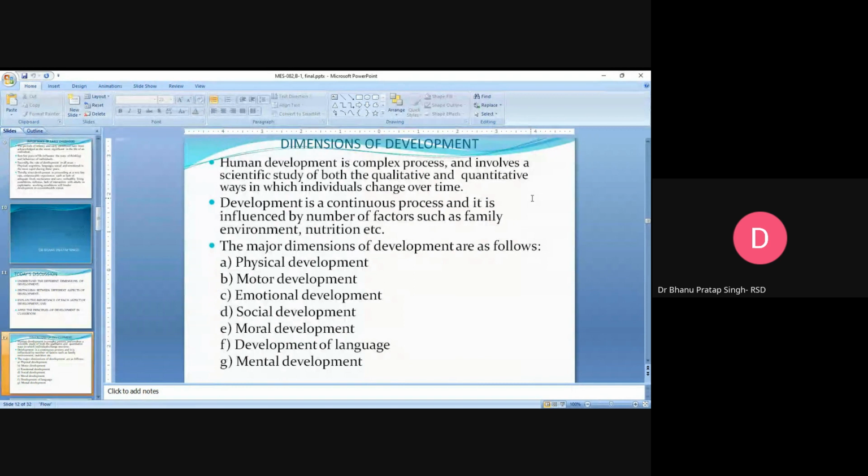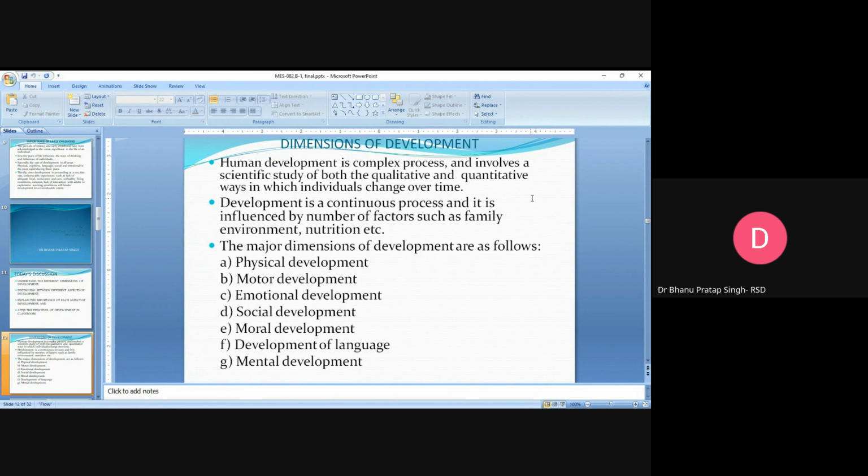The major dimensions of development are: one is physical development. You are aware that physical development means the increase in the body of the child. Motor development means development in their actions, the movement of their hands and body parts. Emotional development means change in behavior in terms of emotions. Social development is how to deal, how to cope, how to interact with society. Moral development means how he or she is behaving, what manners he or she has.